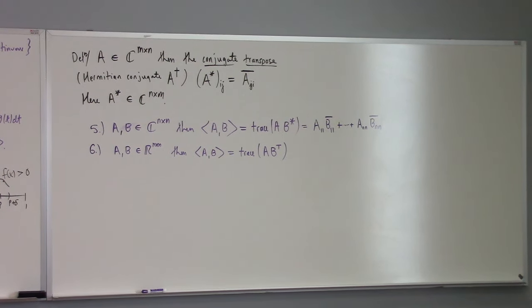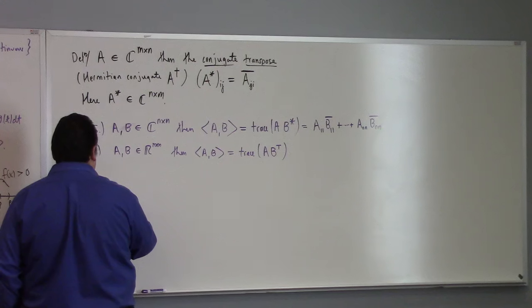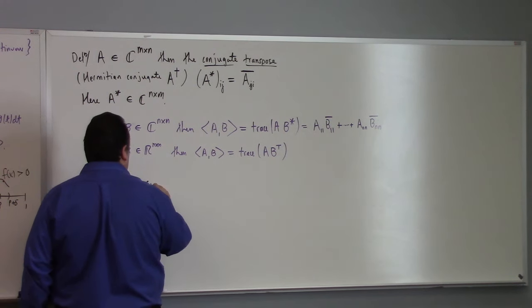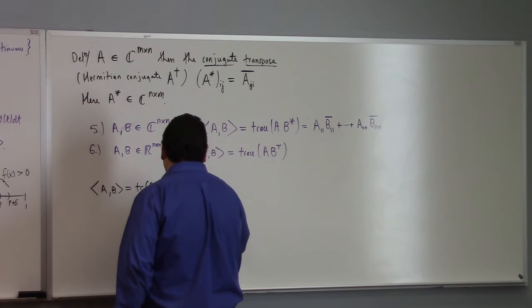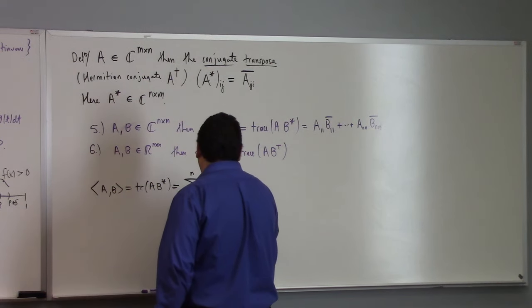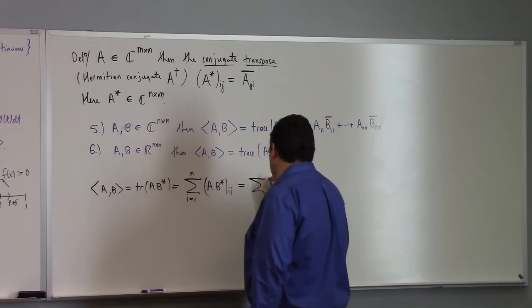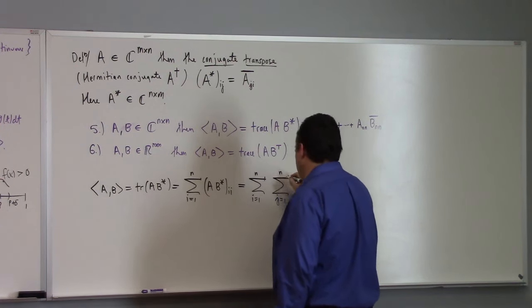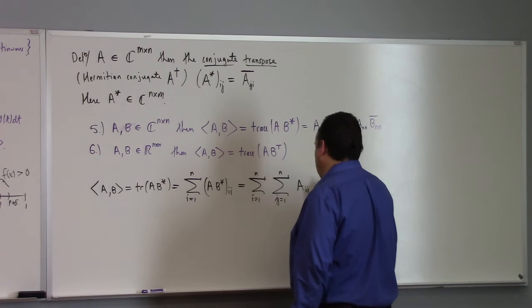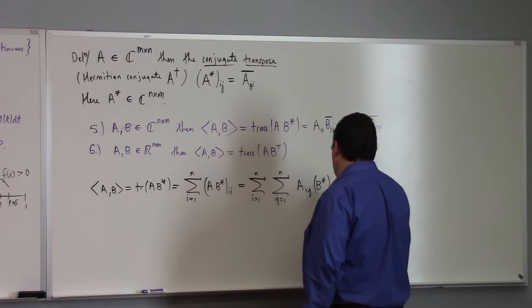All right, I'll probably regret this, but here we go. If we have the inner product of A with B, it is the trace of A B conjugate transpose, the sum i equals 1 to n of A B conjugate transpose ii. But that is the sum i equals 1 to n of the sum j equals 1 to n of A ij B conjugate transpose ji. Did I say ii? I meant ij, ji.